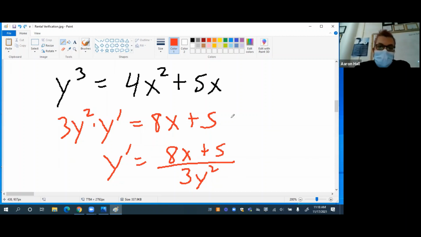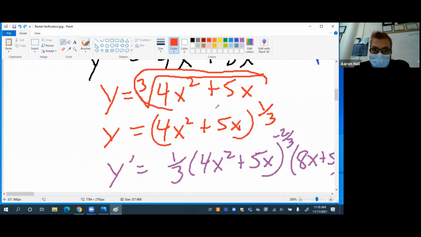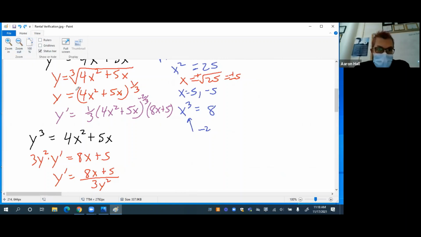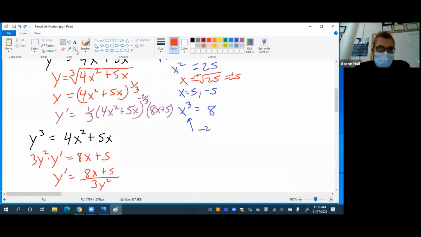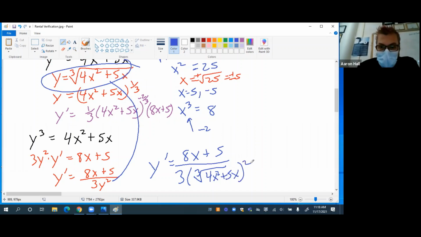We've already found y up here. We said y was this expression right here. So we're going to plug that in. I'm going to zoom out. I don't know if this is going to be too small. I'm substituting this value of y back into here. So I have y prime equals 8x plus 5 over 3 times the cube root of 4x squared plus 5x, all squared.